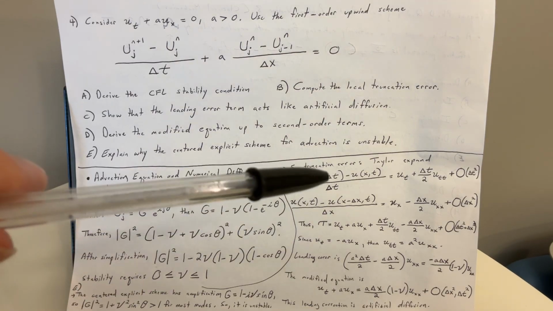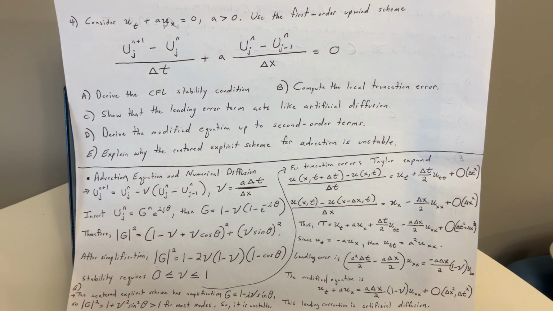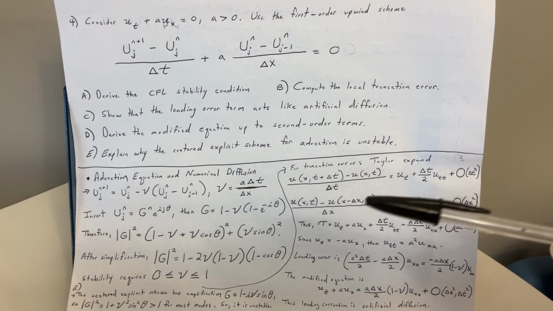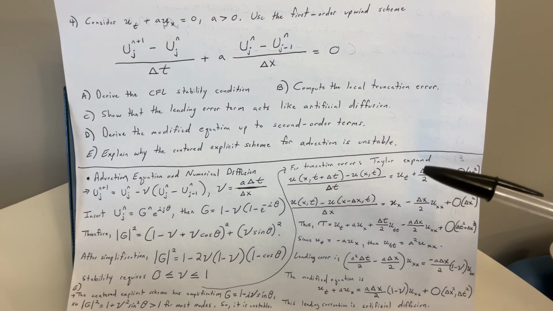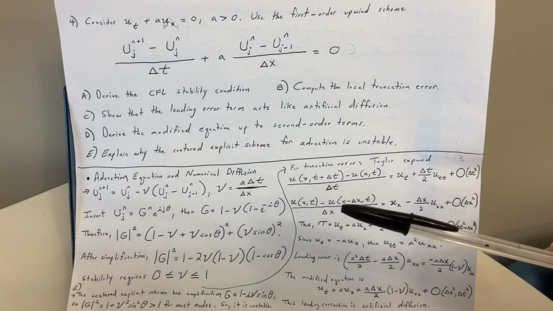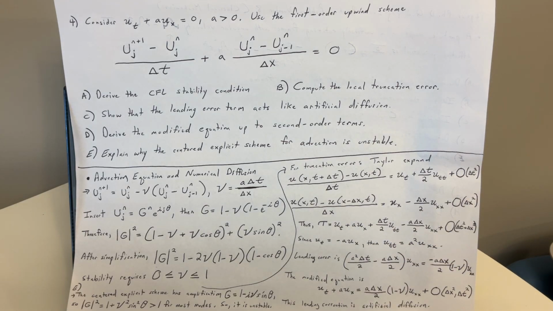So going up here for the truncation error, we use Taylor expansion. (u(x, t+Δt) - u(x, t))/Δt = u_t + (Δt/2) u_tt + O(Δt²). And (u(x, t) - u(x-Δx, t))/Δx = u_x - (Δx/2) u_xx + O(Δx²).